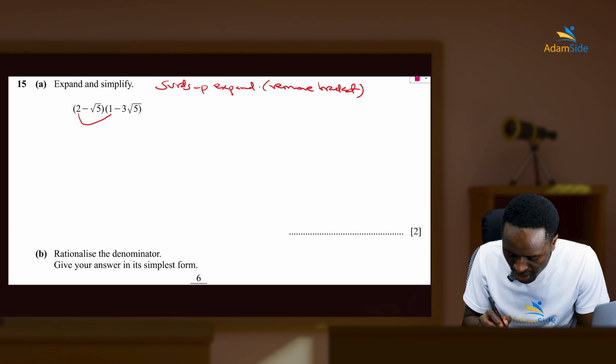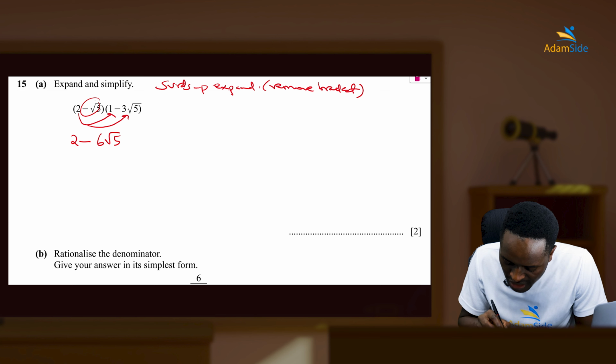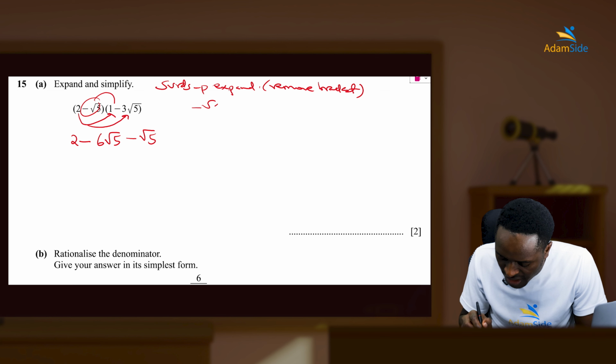So 2 times 1 is 2. 2 times root 3 is 6 root 3, because 2 times 3 is 6. So you just multiply the coefficients. And then we go back to negative 5 times 1, which is minus root 5. Then negative root 5 times negative root 3.